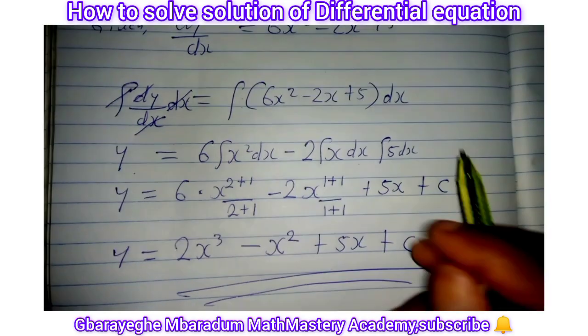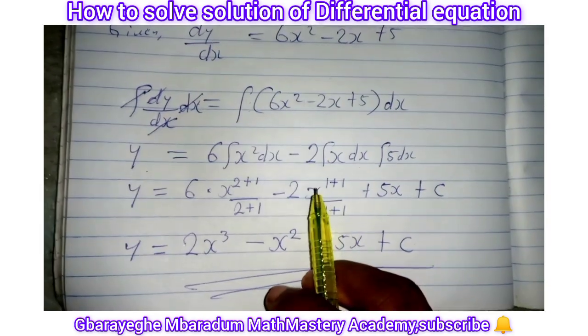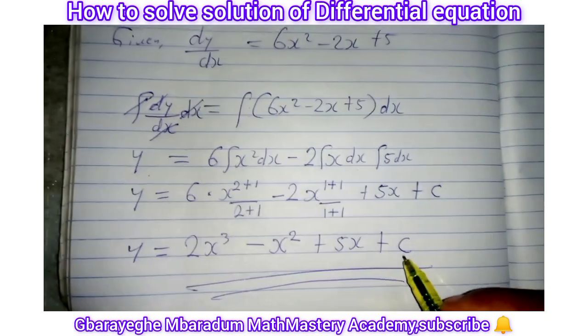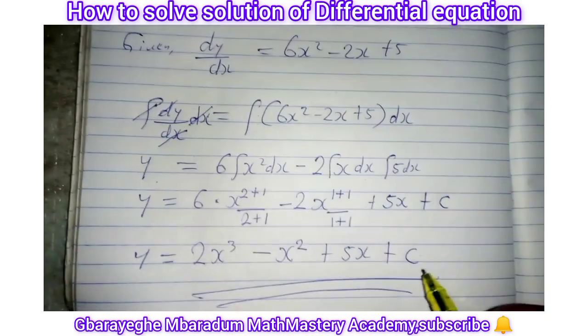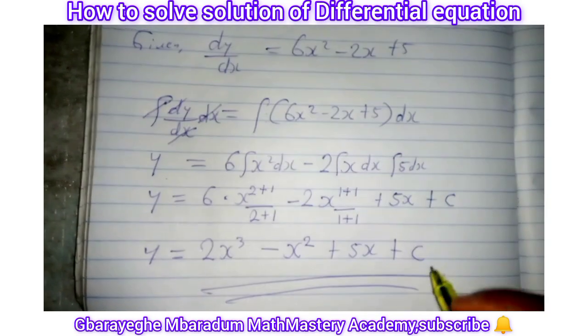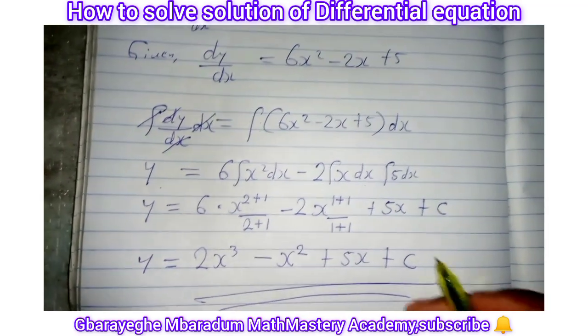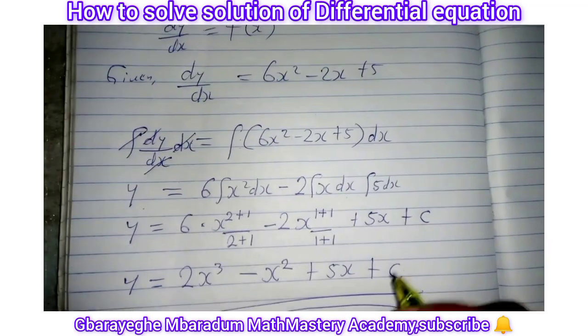And this final answer is called the general solution in a differential equation, because of the value of this c. We do not know the actual value of this c. It can be 2, it can be 3, it can be 5, it can be 100. So because we do not know the value of this c, we call it the general solution in differential equation.